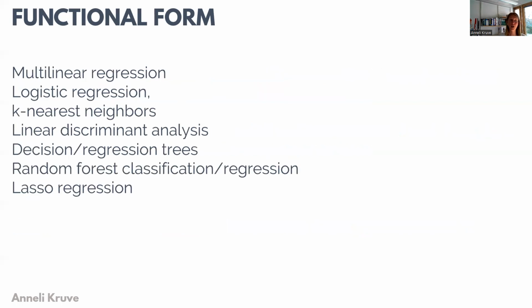And in this course, we are looking at the functional forms which are multilinear regression, logistic regression, k-nearest neighbors, linear discriminant analysis, decision and regression trees, random forest, both regression and classification, as well as lasso regression and many others. And we will start with multilinear regression. You actually have the basics. We will be using this already existing knowledge that you have to build a general workflow of multivariate analysis. And many of these other functional forms are applicable both in the regression as well as in the classification task.